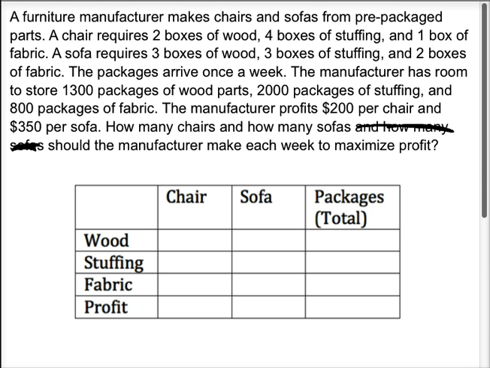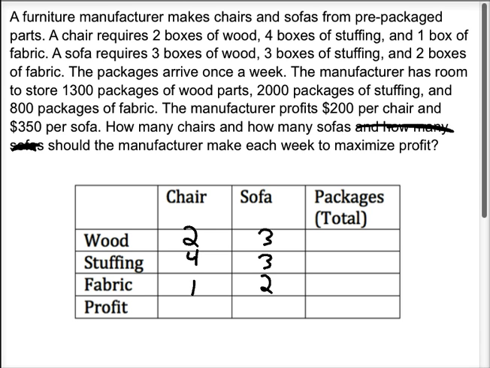All right, so here again, the products we're talking about is what we put along the top: the chairs and sofas, and then a total column. What do we know about it? We know how much wood they take, how much stuffing they take, how much fabric they take, and what the profit is. So let's start filling in the table. A chair requires 2 boxes of wood, 4 boxes of stuffing, 1 box of fabric. A sofa requires 3 boxes of wood, 3 boxes of stuffing, and 2 boxes of fabric.